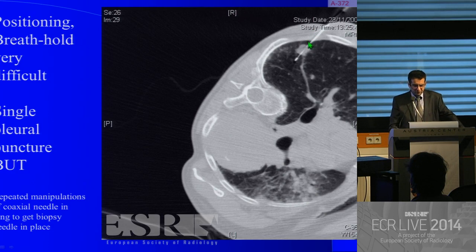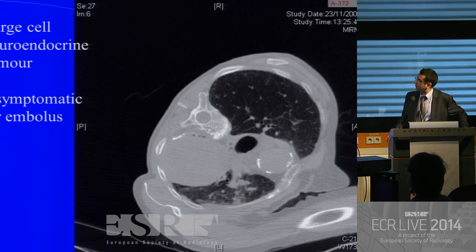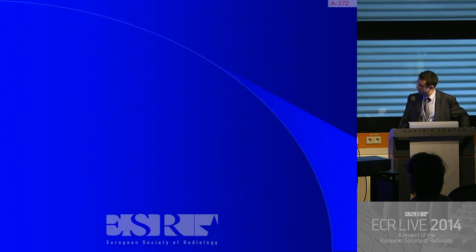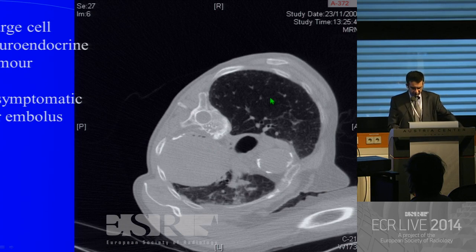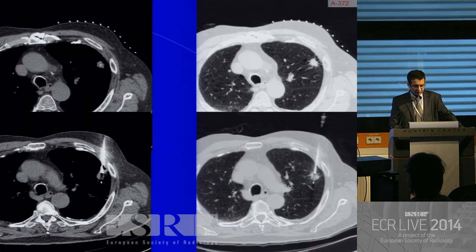It was not a difficult lesion. It was just that breathing and breath hold was difficult with cooperation. And we did get the needle in after multiple manipulations, single pleural puncture, but actually within the lung parenchyma, we had different maneuvers. We got a positive tissue, neuroendocrine tumor, but we did note the patient developed an asymptomatic air embolus, which we were lucky wasn't symptomatic either for the patient or for us, you know, for the procedure.